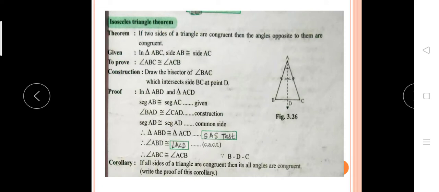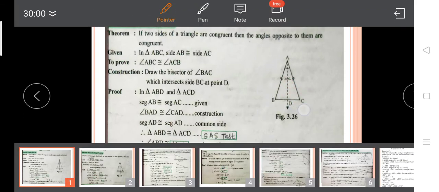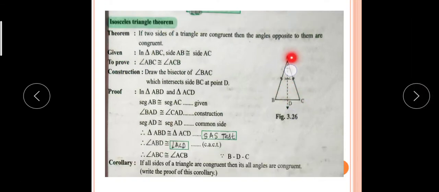Okay, so what is given here? It is given that triangle ABC is an isosceles triangle such that AB is equal to AC. Any two sides of a triangle are congruent. What we have to prove? We have to prove that the angles opposite to the congruent sides, which two angles, angle ABC and angle ACB, are congruent.